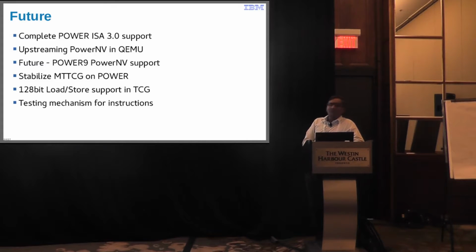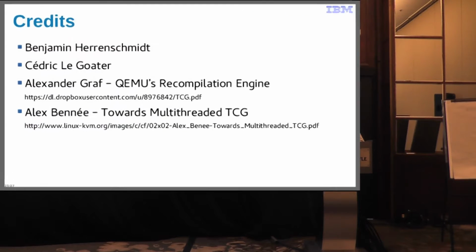Future PowerNV support. We would like to have the system emulation of Power9 available so that we can do the testing early. Stabilize MTTCG that I was talking about earlier, and 128-bit load store support in TCG in some way. If you can get that, the load store and the vector loads would become very simple for us. Right now, we do a lot of this in the helper routines most of the time, which would be slow, and it's tedious to write those things there. And yep, testing mechanisms.